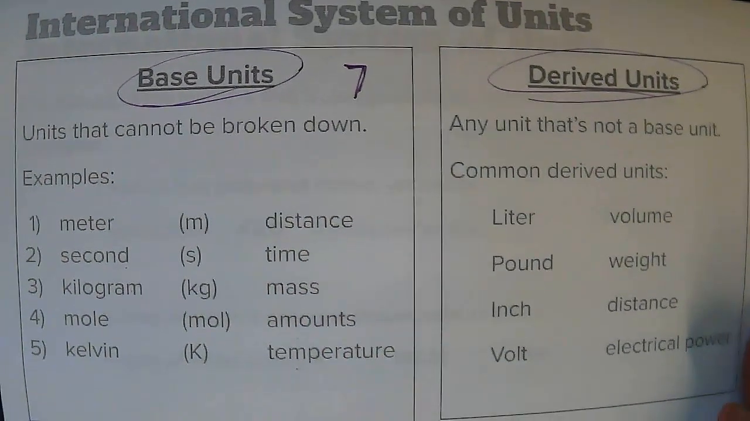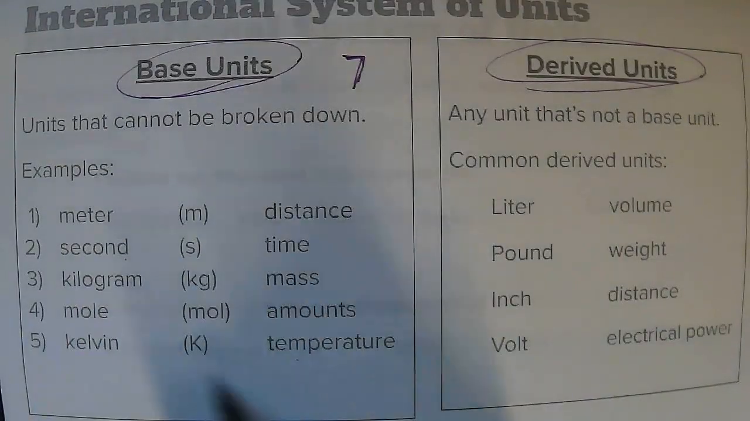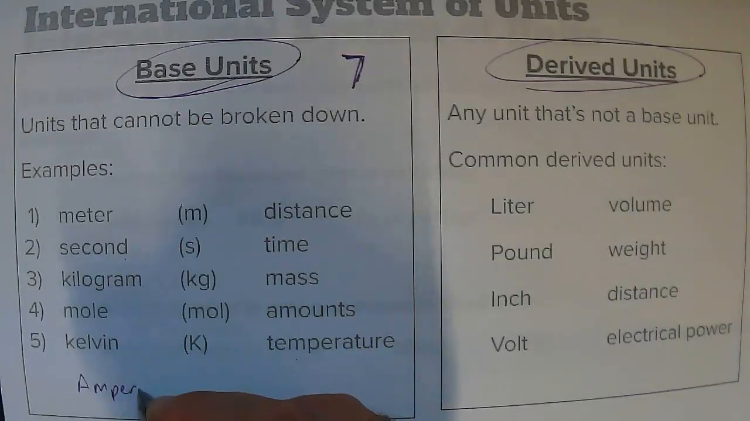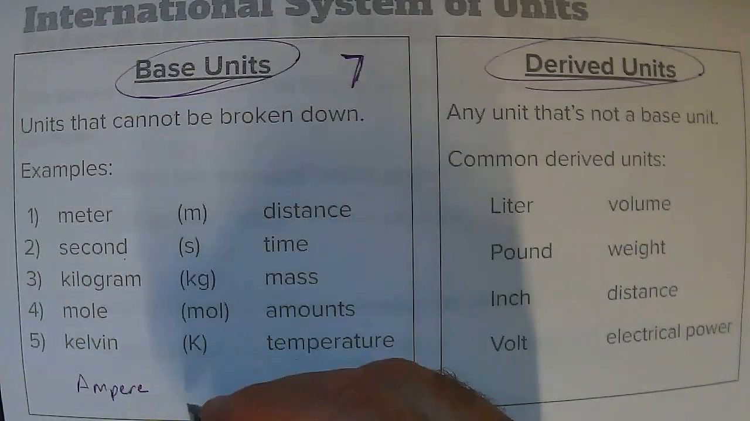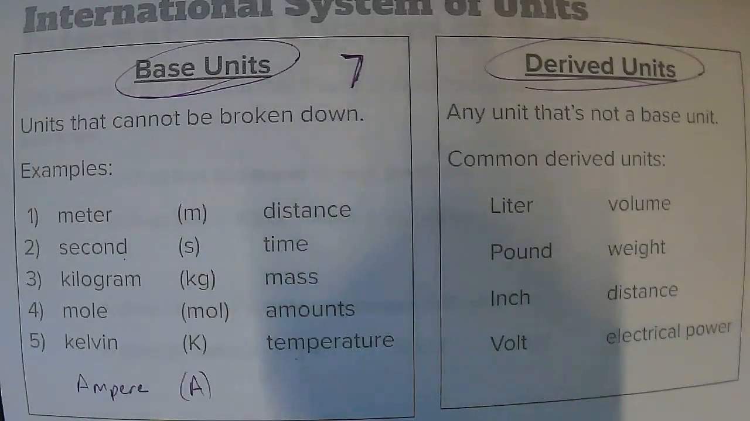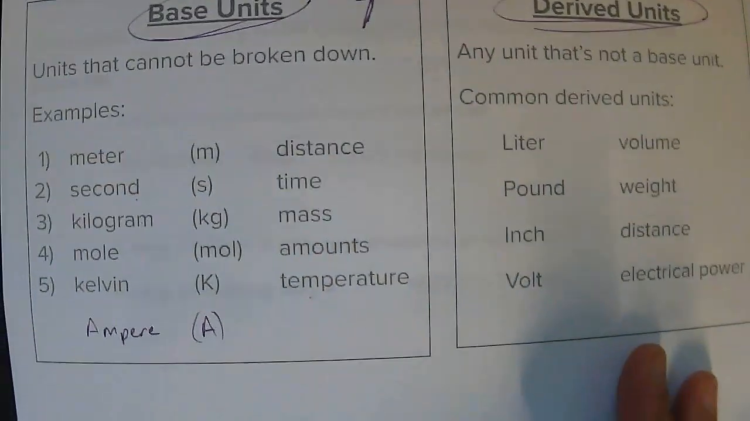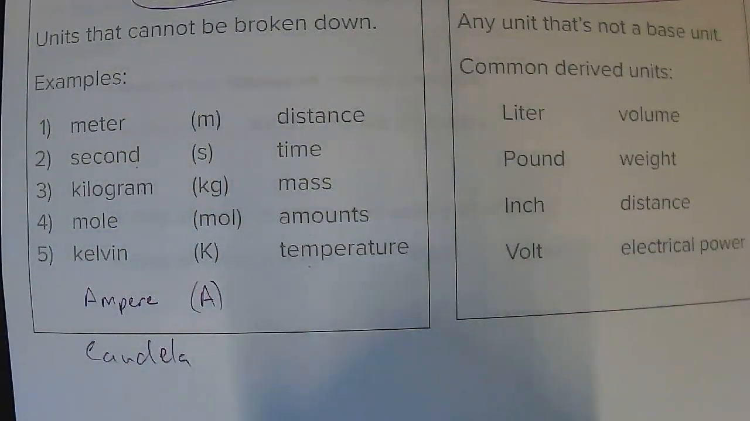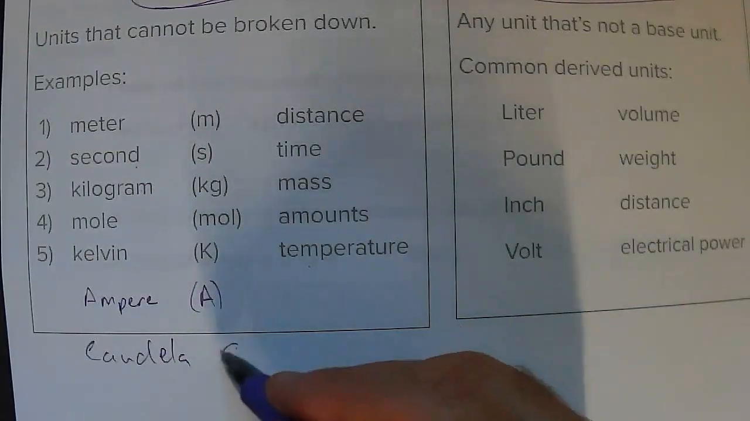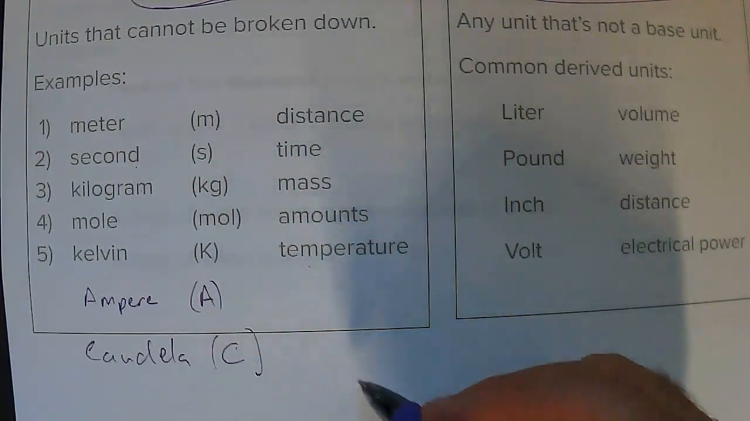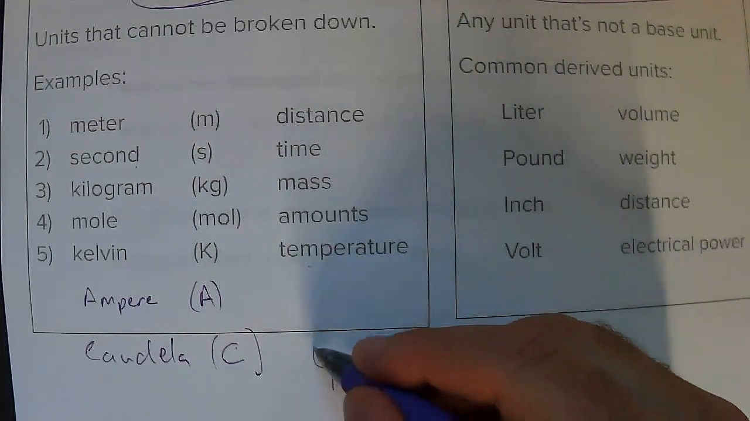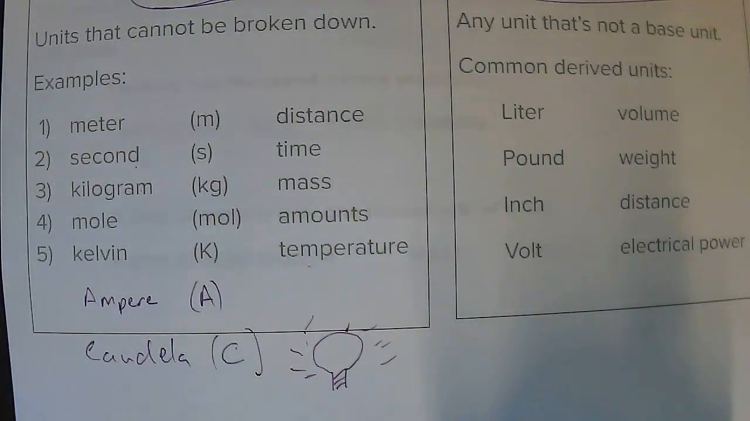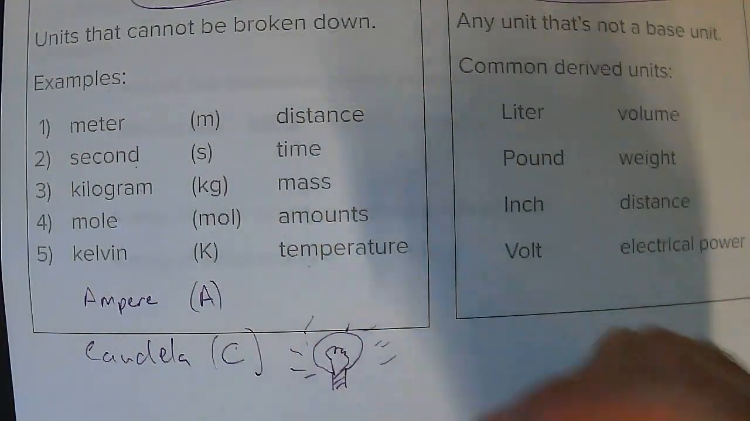Now the 2 others, which I don't have on this list because we're not going to see them in this class, are the ampere, which is a capital A and measures electrical current. And the other one, which is a really weird one, is called the candela, and that's a capital C. The candela measures luminous intensity, or how bright a light bulb or light source is. So see, that's my light bulb.